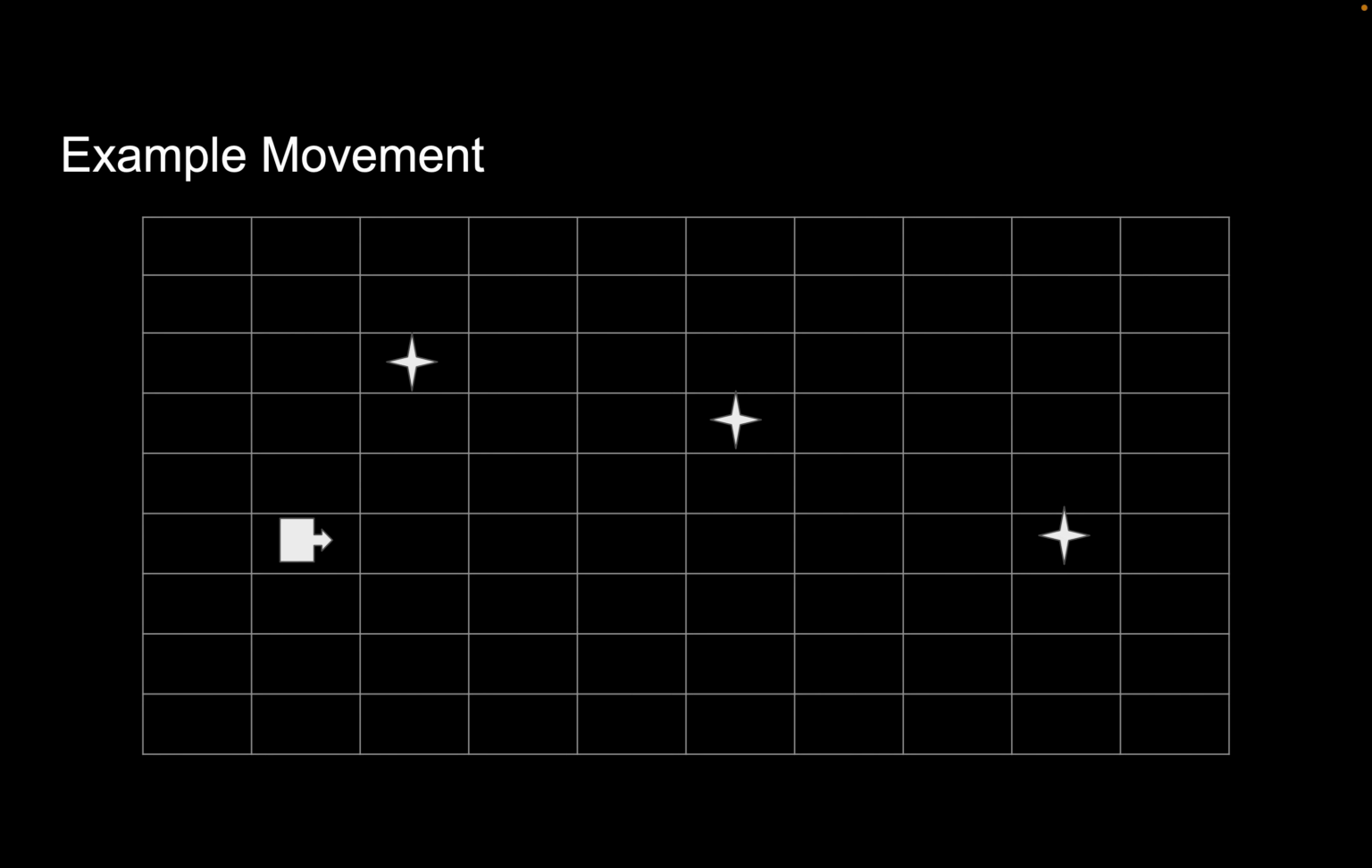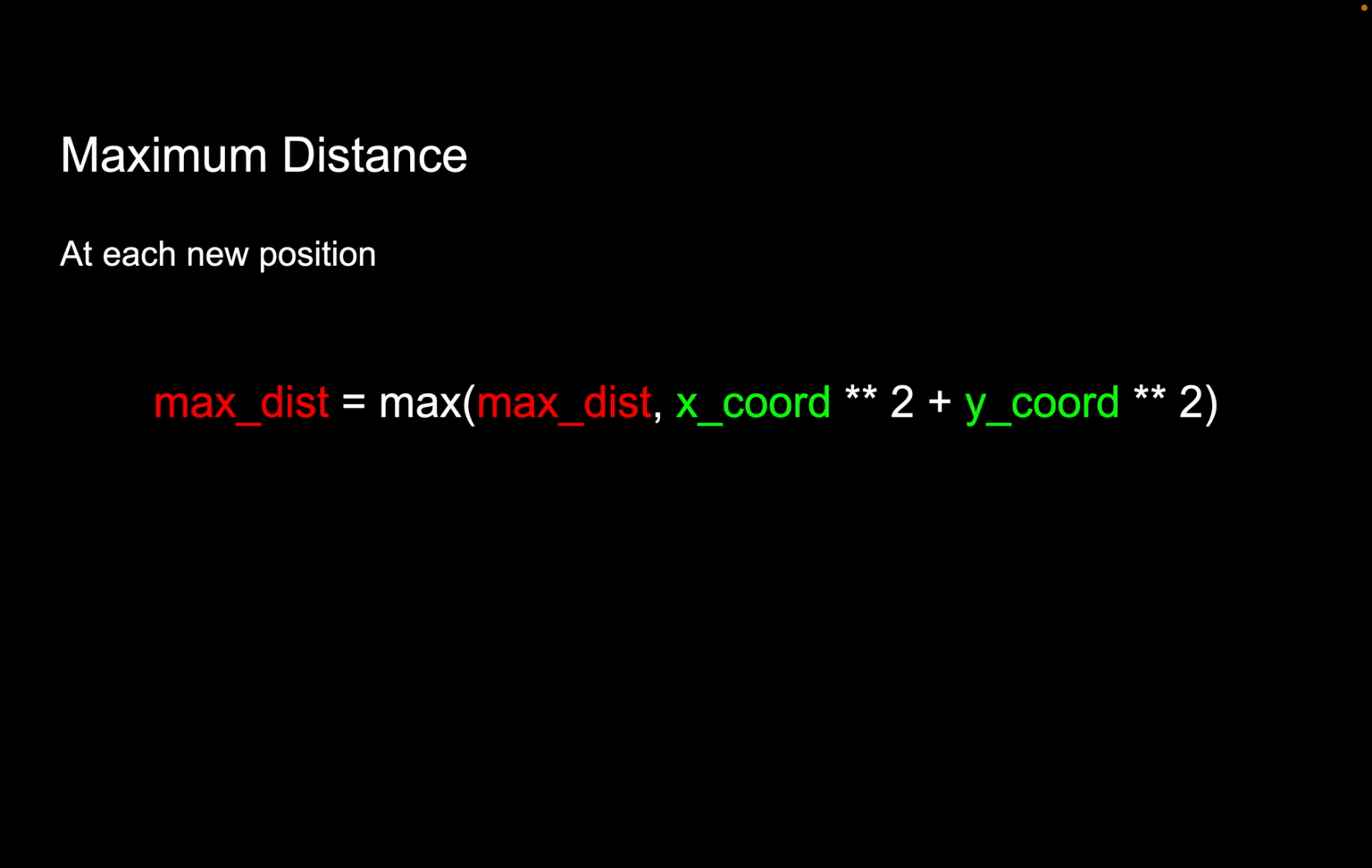For the next command, we get a -2 and we now turn from south to east. And let's say you get a k of 9, you realize that it's not possible to go all the way, as there is a star in the second last column of the grid. So we stop right before the star. To find the maximum distance at each new position, we need to update maximum distance to be the maximum between maximum distance and x coordinate squared plus y coordinate squared.